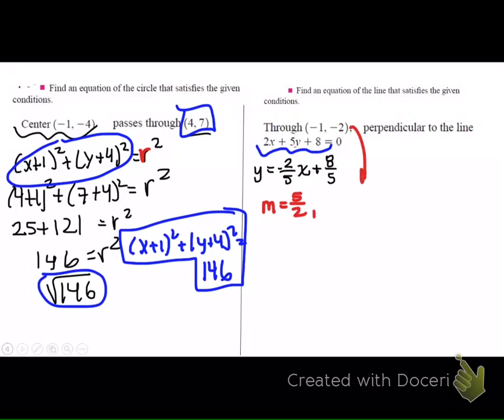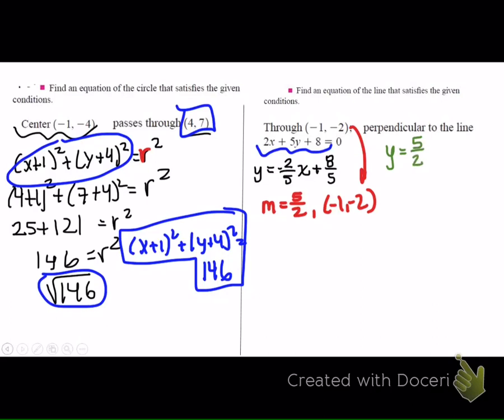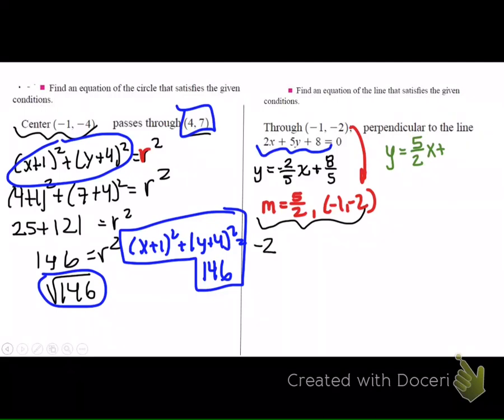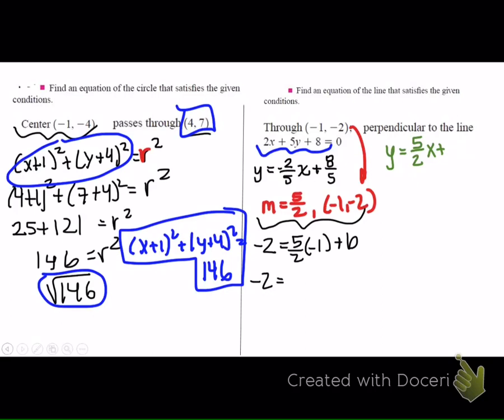It's asking us to go through the point (-1, -2). So we have the makings of it. If I had to start writing my equation, it would be y = 5/2 x + b, and we don't know what b is until we solve this little problem. So we're going to plug everything back in. Negative 2 is my y, equal to 5/2 times -1 plus b. We solve for b, so -2 is equal to -5/2 + b.